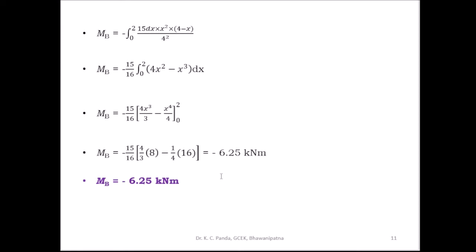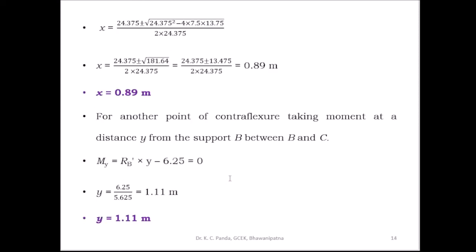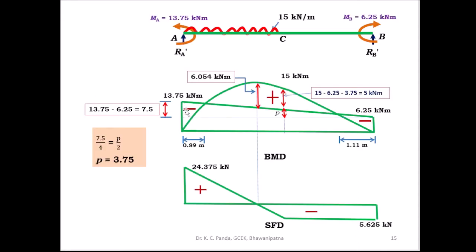Then after knowing the values of MA and MB, you can draw the combined bending moment diagram. So this is the value MA 13.75 and MB 6.25. So this is the negative bending moment diagram, and this is the free bending moment diagram, the positive bending moment diagram, and this is the final bending moment diagram. This is negative, this is positive, and this is negative. And here this is the final bending moment diagram.